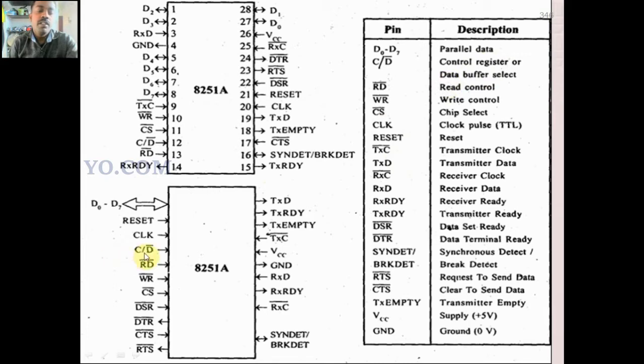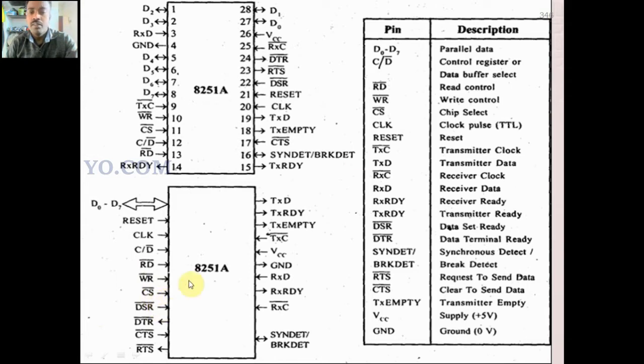If you perform read and write operations, at that time we have to choose which area to read or write. So two things are there: one is the control word register and the other is the data buffer. The data buffer is to receive the data, and the control word register is to program this 8251. Then RD is to give the read signal. WR means give the write signal. CS means chip select. If this pin is enabled, then this IC is selected. If this pin is disabled, the IC is disabled.